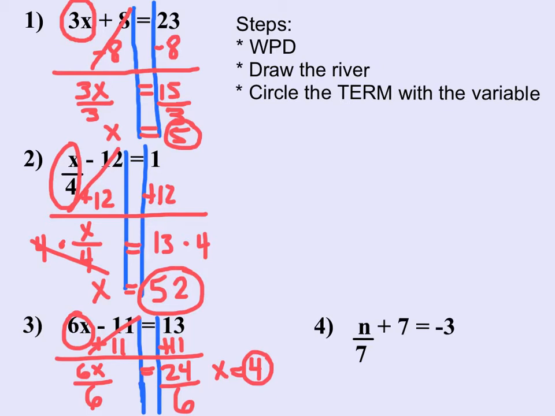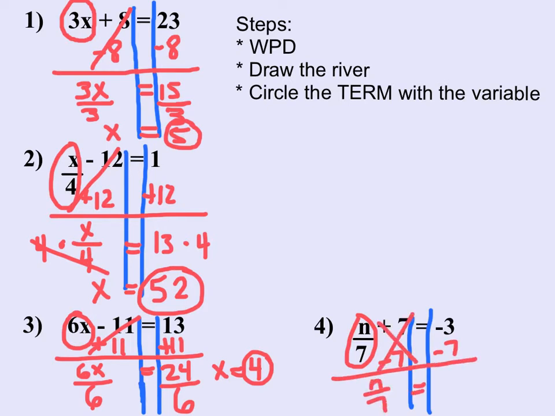Okay, so here we go, number 4. So first we're going to draw our river. And then we're going to circle our term with the variable. We need to get rid of the plus 7, so let's do minus 7 on both sides. We're left with n over 7 is negative 10. And then the opposite of dividing by 7 would be multiplying by 7. So we get n is equal to negative 70.